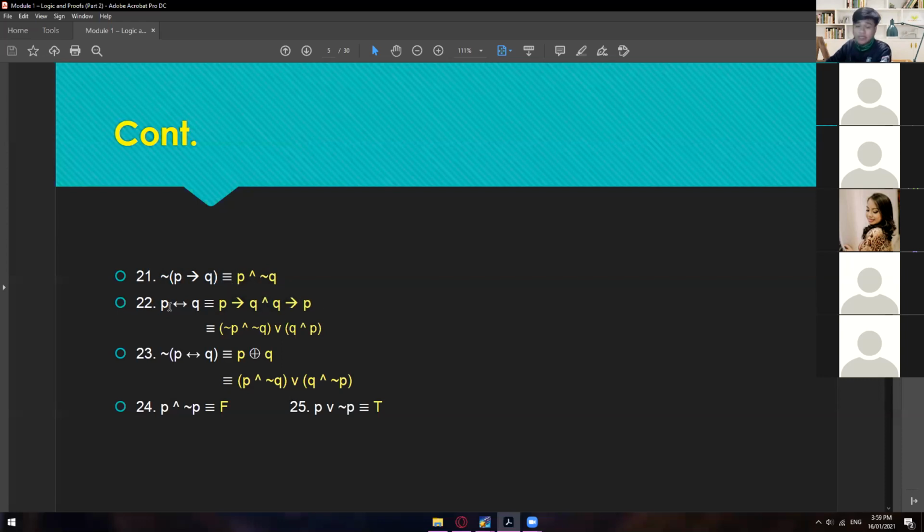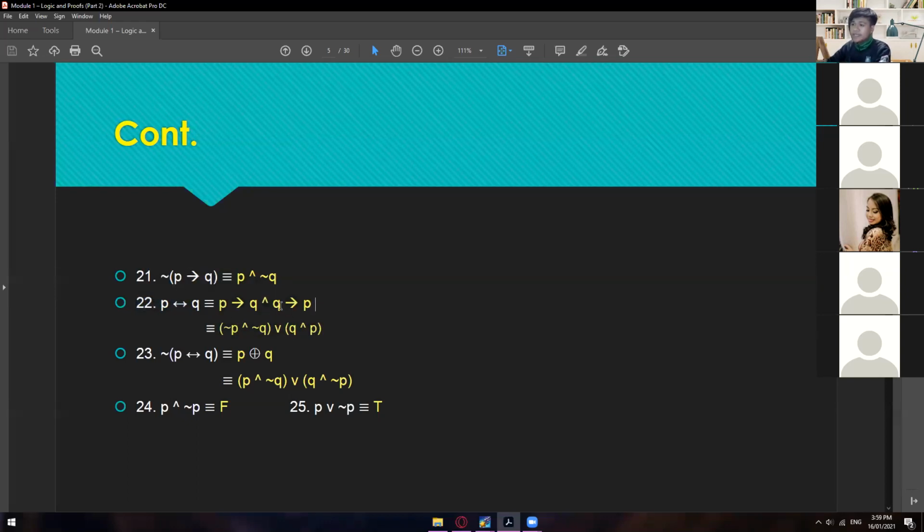So P biconditional Q. Meaning P must be sufficient to Q, and then Q must be sufficient to P, okay? So as you can see right here, P conditional Q and Q conditional P. So it's like having a vice versa statement. So P, or your hypothesis, must be sufficient to your conclusion, and then your conclusion must be sufficient to your hypothesis. Okay.